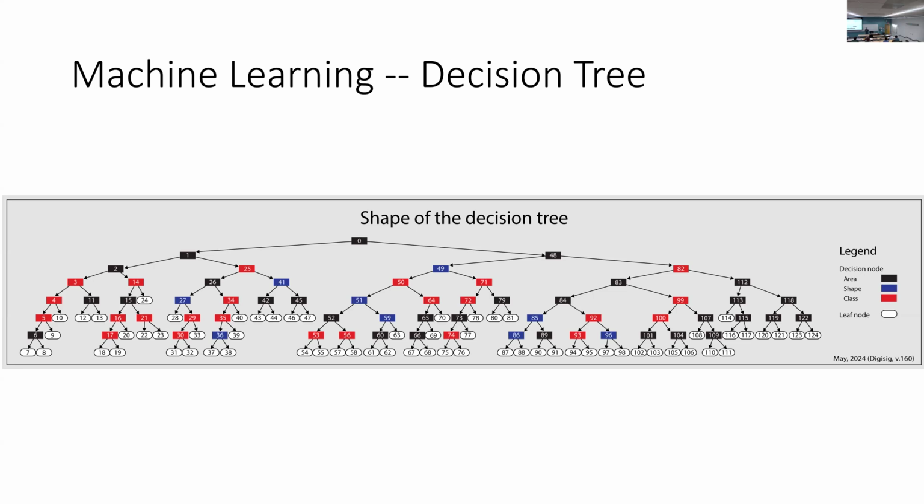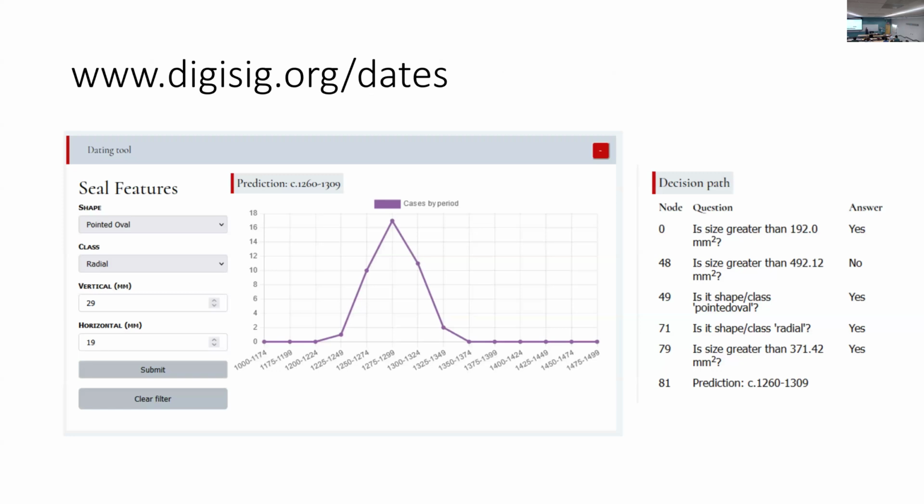What I did was I devised a training data set, which I extracted from DigiSig, which had information about the size, the shape, and a classification description of the image content. I passed it to a decision tree algorithm, which then constructed this chart, which allows you to follow through, and it groups the seals together into clusters where the seals all have both similar features and similar dates.